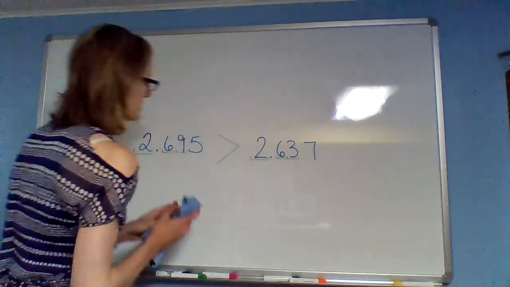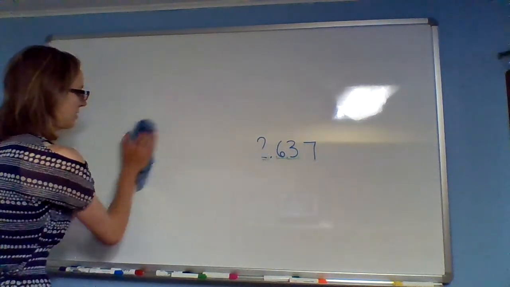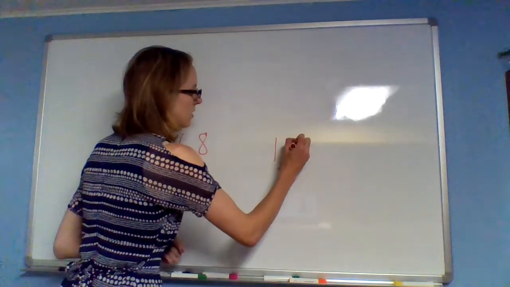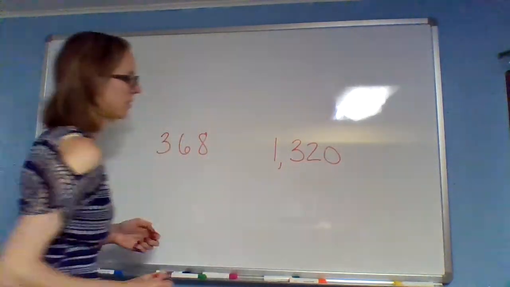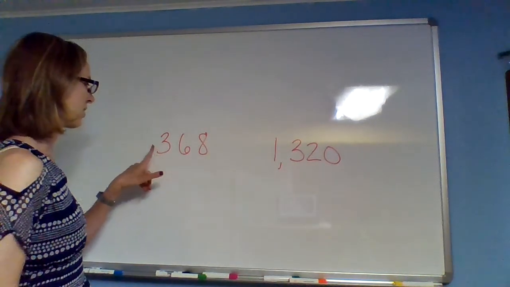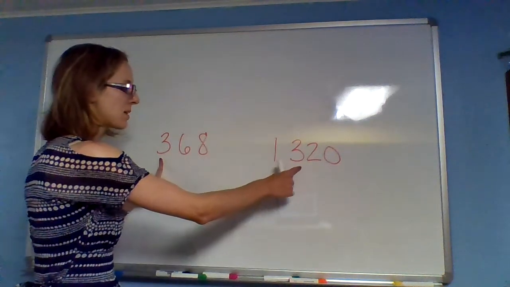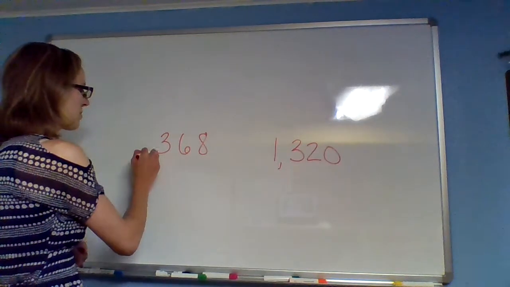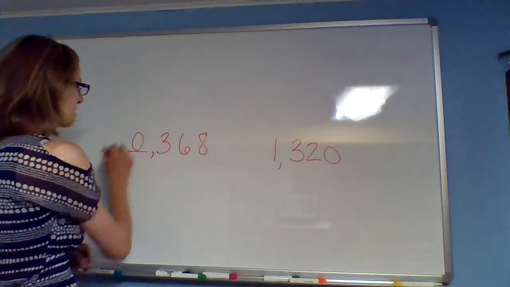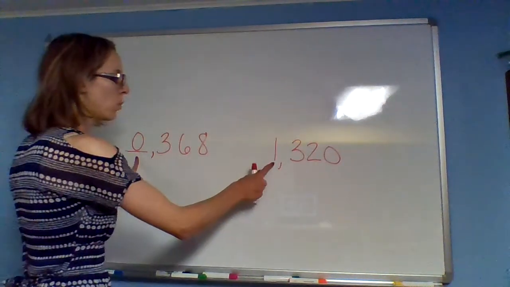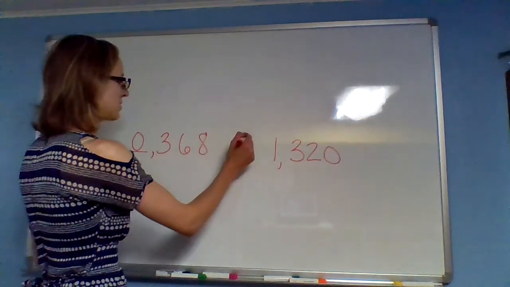The last thing to consider is what about when a number doesn't have something in a spot. So if I'm comparing something like 368 and 1,320. When I look at this number, I would say, okay, I'm going to compare the hundredth spot. When I go over to this number, there's actually a whole extra spot that this one doesn't even have. Remember that when there's not something in a place value, it's like having a 0. So now I'm comparing 0 thousandths to 1,000, and 1 is greater than 0.